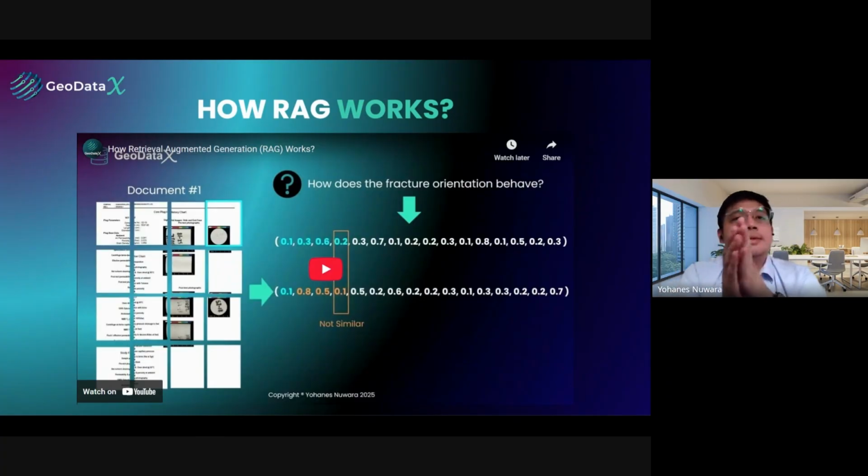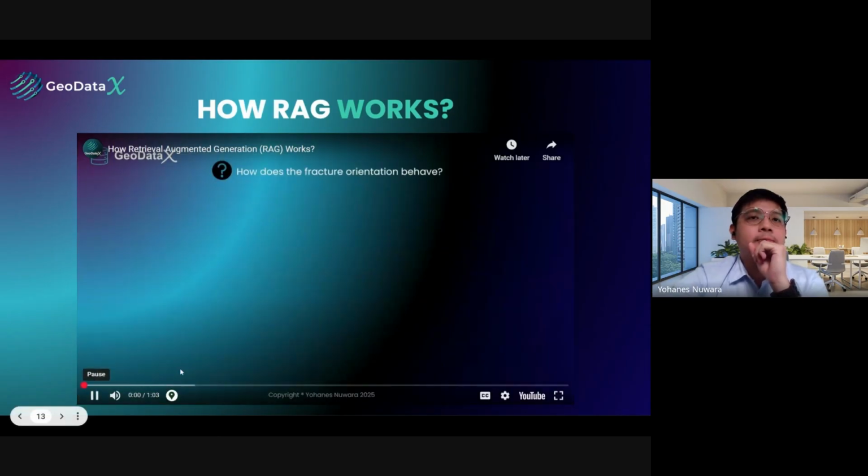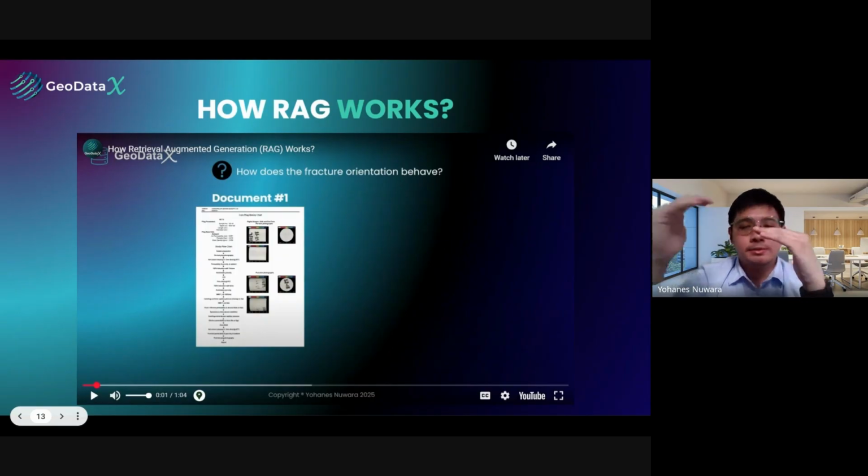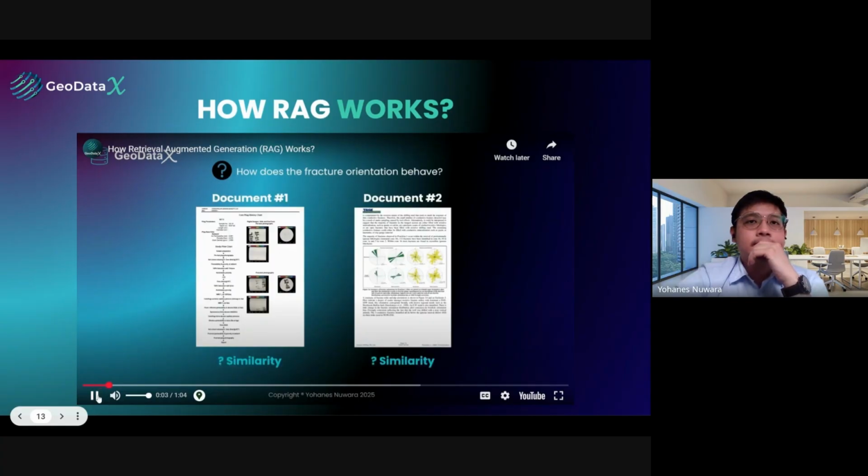So these are the processes behind RAG. It starts with, if I just play along once again, we have a question, and then I pause for some moments here. So we have a document, and the next process will split this document into several patches, or small images. And we want to know which document is relevant.